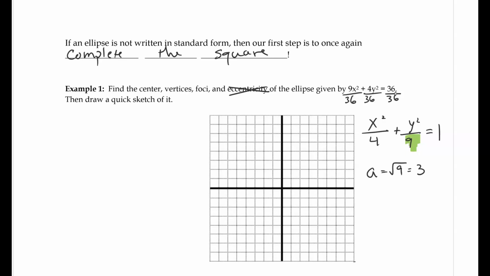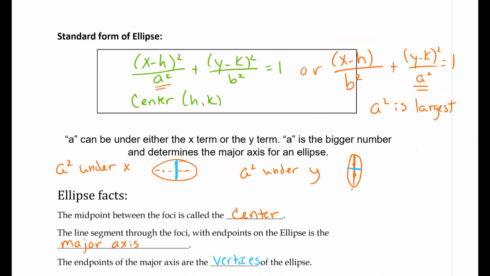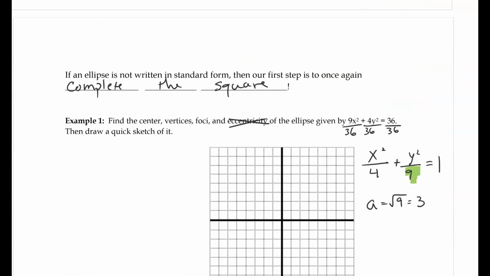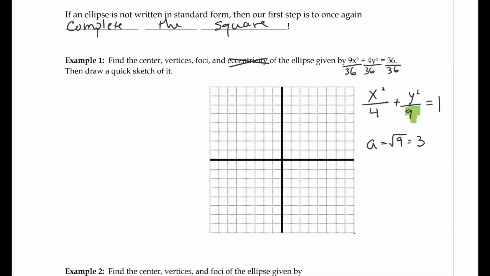Because remember, standard form, let's go back to where our standard form is, we're actually using this one this time. We have our A, B, and C squared in there down below. Okay, so A is 3. That means that B, so the square root of 4, is 2.